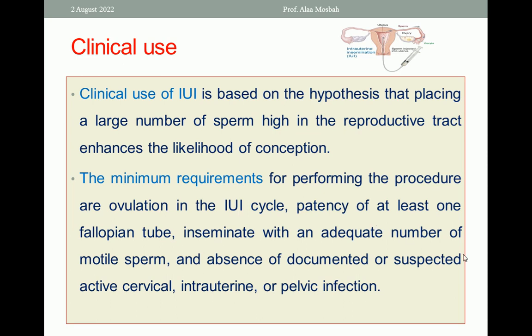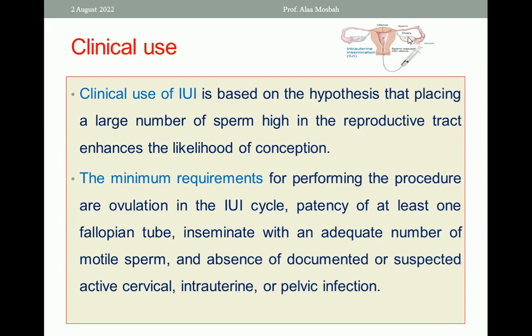So what about the clinical use? Clinical use of IUI is based on the hypothesis that if you place a large number of sperm high in the reproductive tract, this enhances the likelihood of conception. The minimum requirements for performing the procedure are: first, I need ovulation. Yes, I need at least one patent fallopian tube, because if there is bilateral blocked fallopian tube, there is no role for IUI. So to use IUI, there must be at least one patent fallopian tube and the ovulation from the same side of the patent fallopian tube. Okay?